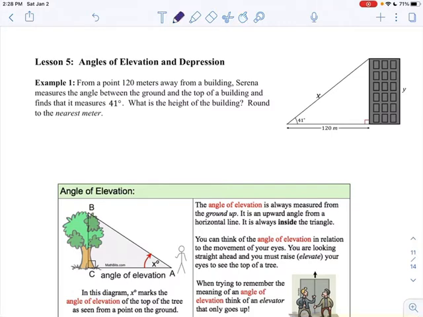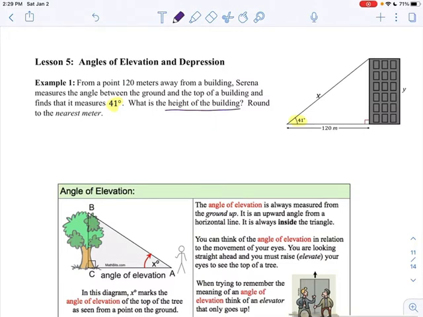So the first example I have: from a point 120 meters away from a building, Serena measures the angle between the ground and the top of the building and finds that it measures 41 degrees. So this angle right here on the ground is 41. What's the height of the building? That's the thing I'm trying to find, so that is going to be, they actually called it Y.